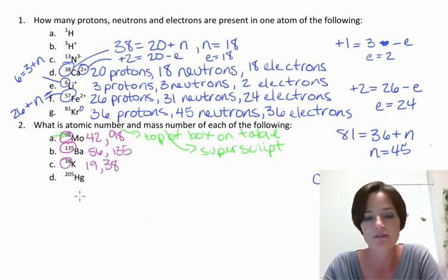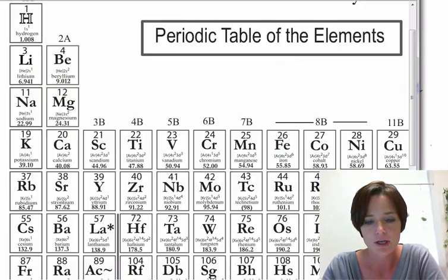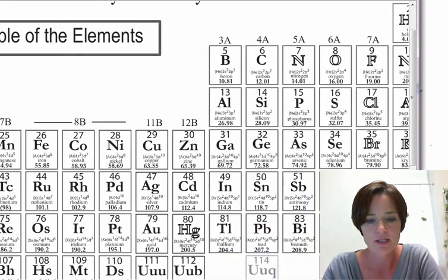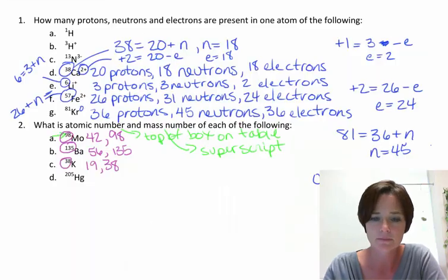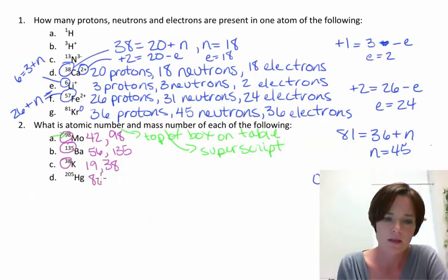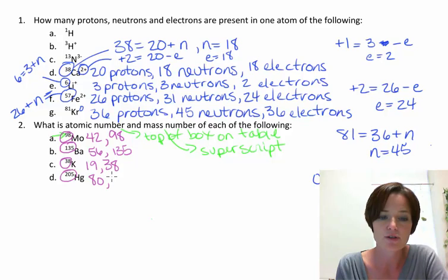And then the last one that we have, this would be mercury. So if we look up mercury, mercury is going to be right here. So mercury is an atomic number of 80. And it has a mass number of 205.